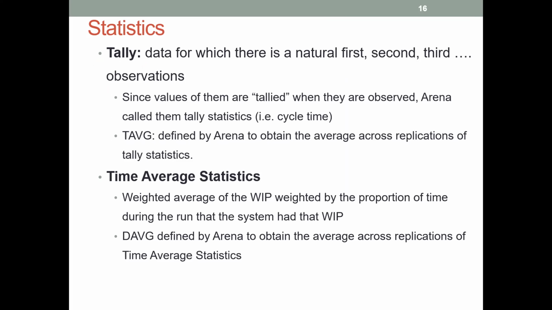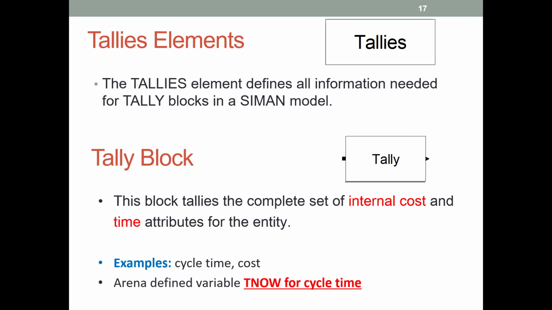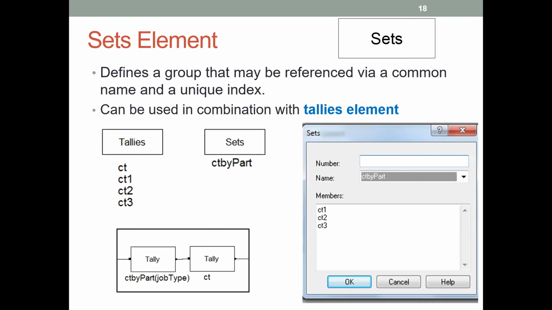A time average statistic is a weighted average. For example, the work in process weighted by the proportion of time during the run that the system had that specific value. And then we use the DAVG to obtain the average for the output report. The tallies, we talk about that, the sets, and we implemented the set for the model that we built last week.